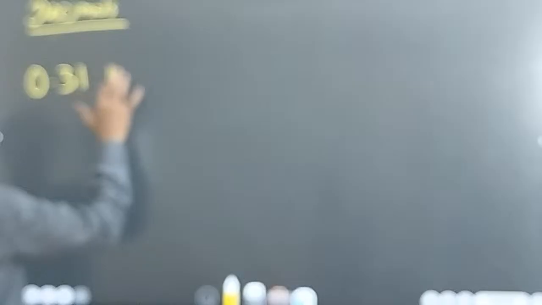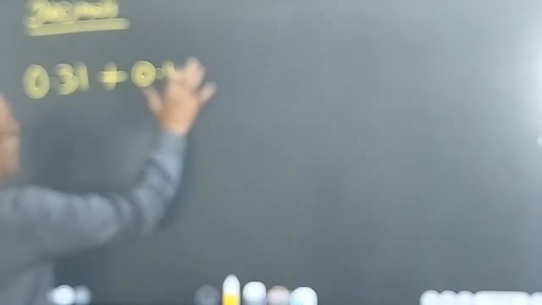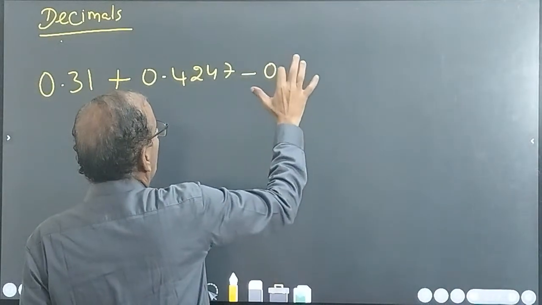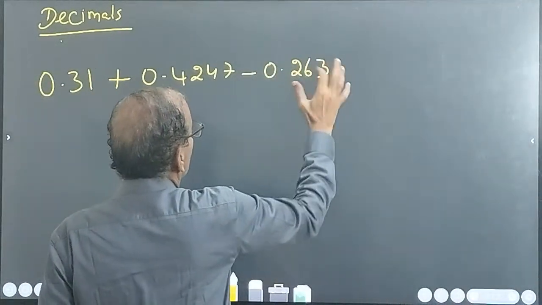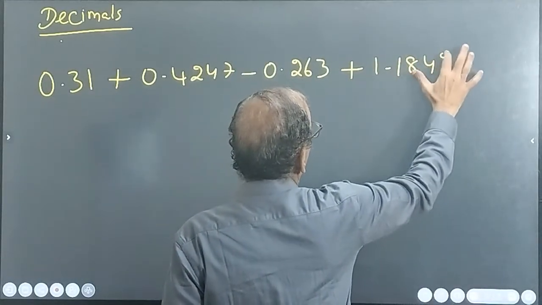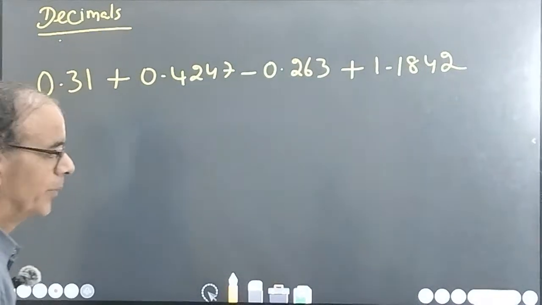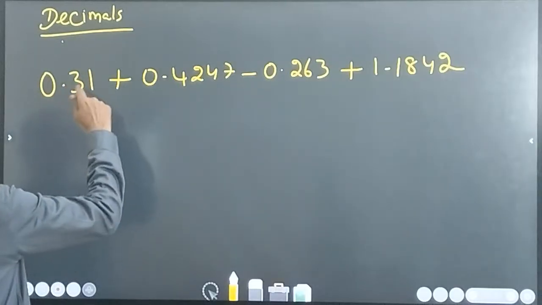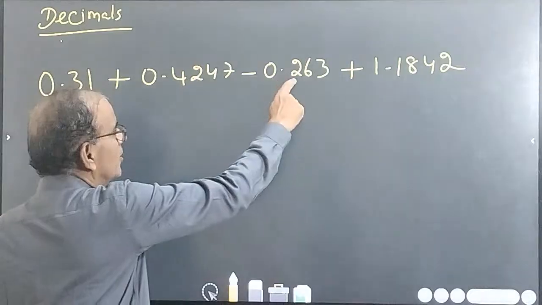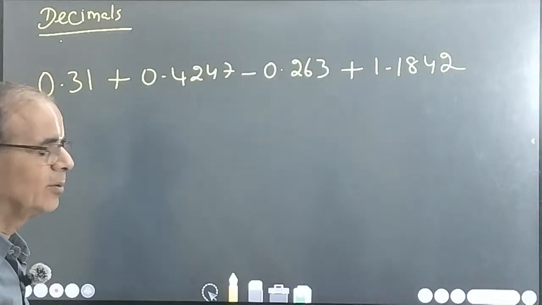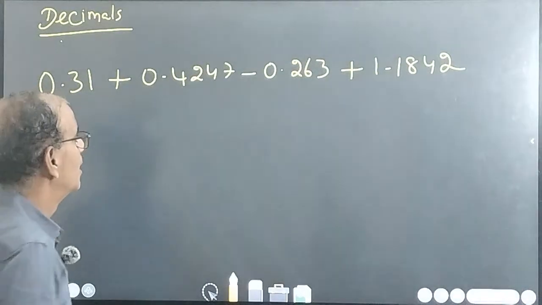Suppose the question is like this: 0.31 plus 0.4247 minus 0.263 plus 1.1842. How to do it without errors? After the dot, how many digits are there? 2 digits, 4 digits, 3 digits, 4 digits. 4 digits is the highest. Convert everything into 4 digits.